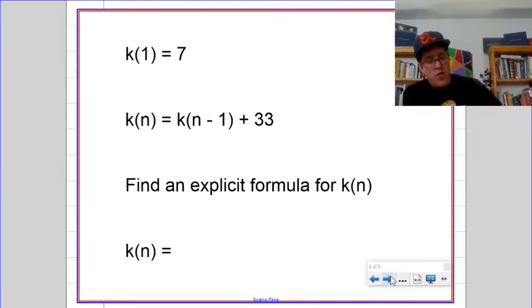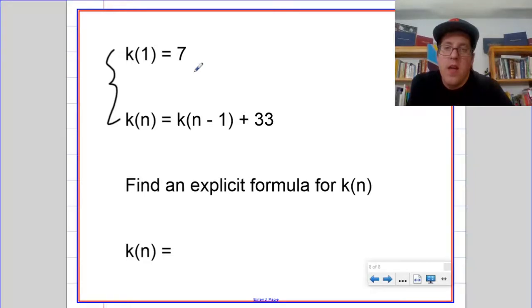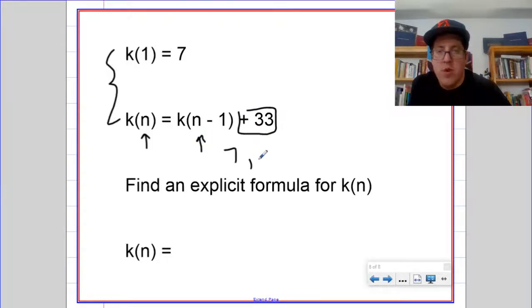Okay, so here I have a recursive formula. I know it's a recursive formula because it's given to me in two parts. So this tells me that the first part is 7, or the first term, rather, is 7. Then, to find a particular term, take the previous term and add 33. So 7, 40, 73, etc.